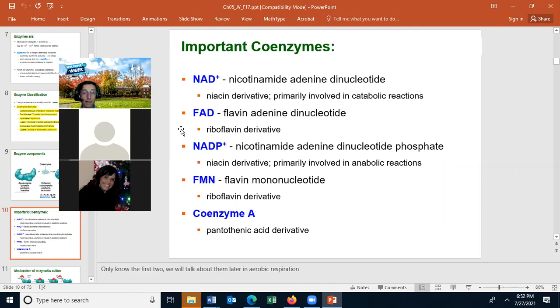NAD or NAD+, nicotinamide adenine dinucleotide. It's involved primarily in catabolic reactions, and we'll talk about it when we're talking about aerobic respiration. FAD, or flavin adenine dinucleotide, is also involved in aerobic respiration, and that's why you need to know these two, because we'll talk about them in aerobic respiration. The others we're not going to talk about much, and they are just other important coenzymes.